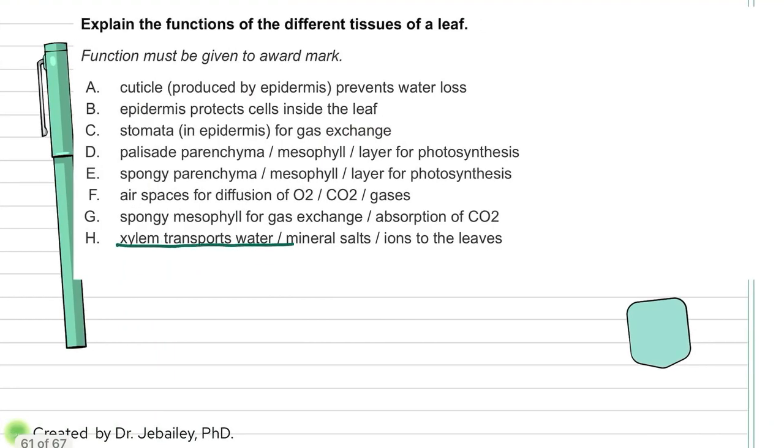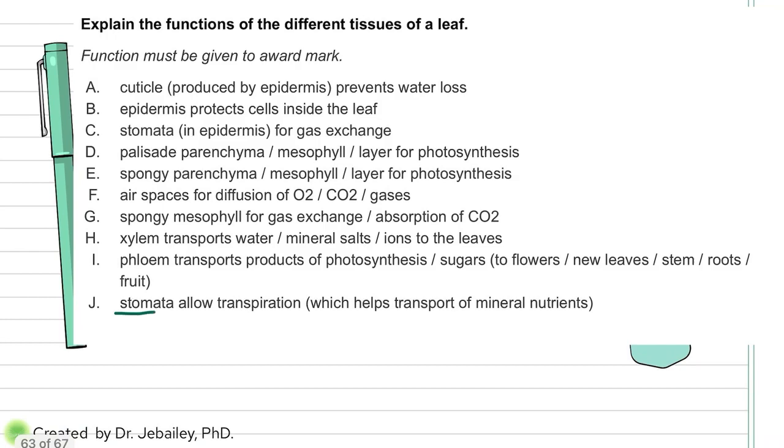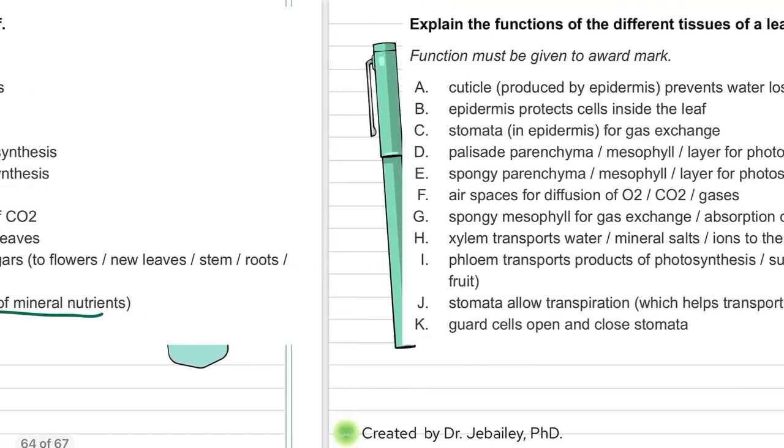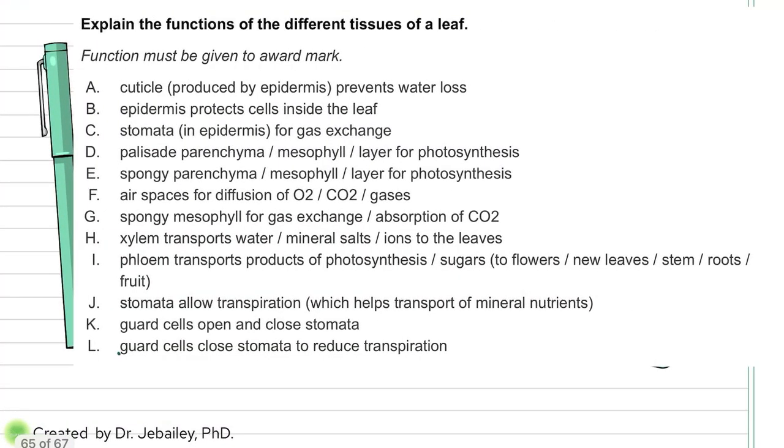Xylem transports water. Oh, I did not mention the xylem, the most obvious thing. The xylem and the phloem. Here, the phloem is for the sugar from photosynthesis, and the xylem for the water. This is one of the structures I didn't draw, but now we get there. Stomata allow transpiration, as I mentioned. And guard cells open and close the stomata. And one more here, guard cells close the stomata to reduce transpiration. So you can see here the structures that you must know for the leaf: the cuticle, the epidermis, the stomata, the palisade, the spongy layer, the xylem, the phloem, and again, the guard cells with the stomata. So these are different functions of the leaf.